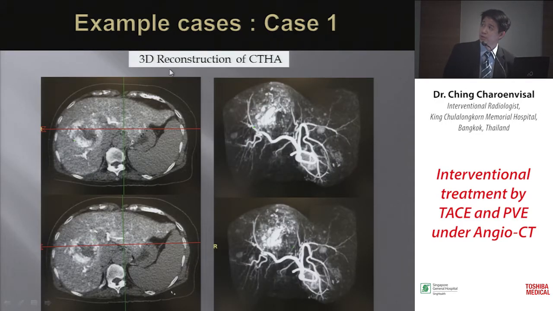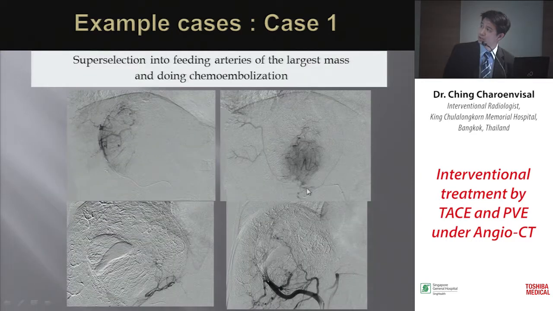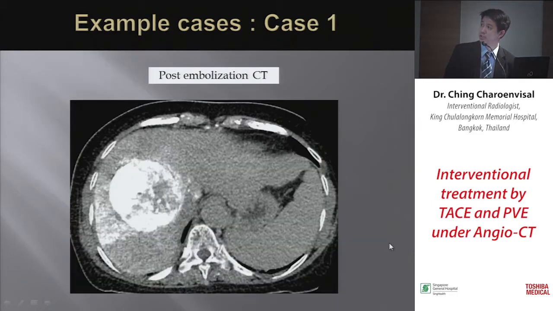And then we do the 3D reconstruction of the CTHA and find the feeding artery. At the first TACE, we treat the largest one only. We find the feeding artery of the largest one, and we super-selectively catheterize the feeding artery of the largest HCC. And this is the post-embolization CT. You can see the good lipiodol staining in the largest HCC.